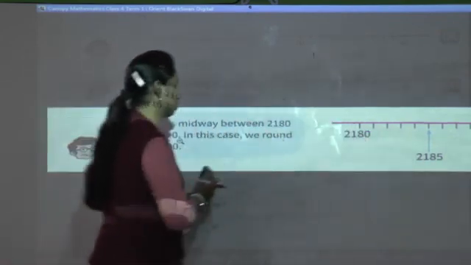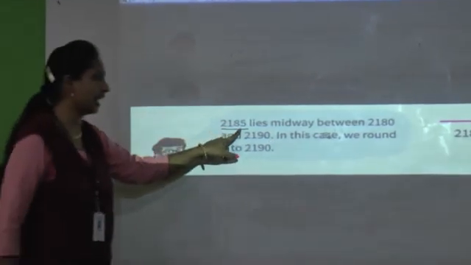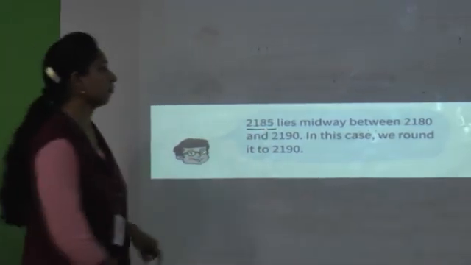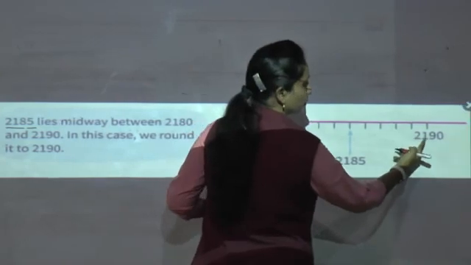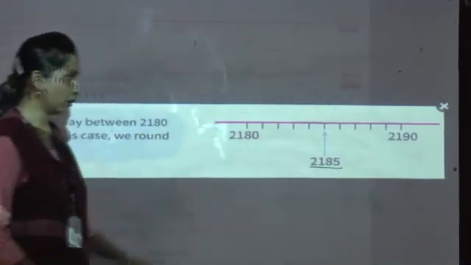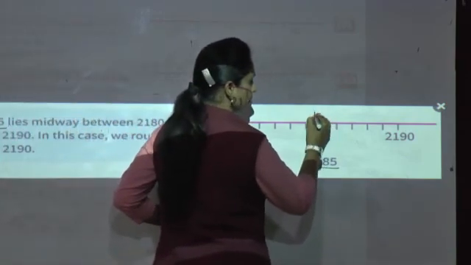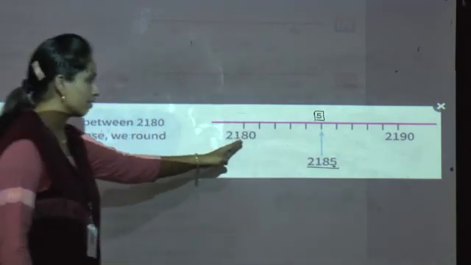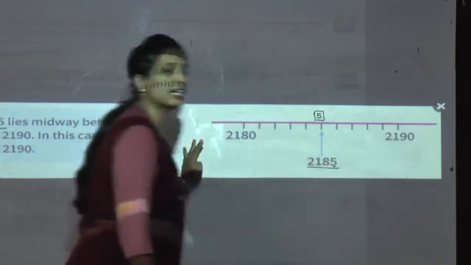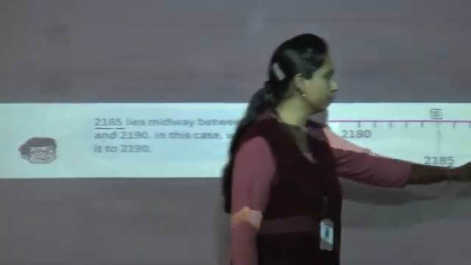Now see the thousands question. The question is 2185. Now this 2185 lies midway between 2180 and 2190. So it is exactly in the middle. You can see 5, it is exactly in the middle of 2180 and 2190.